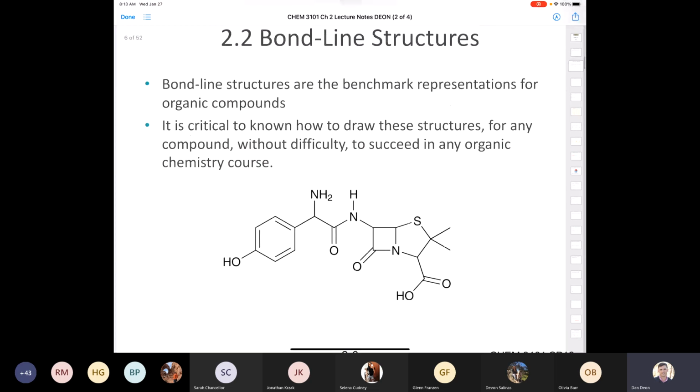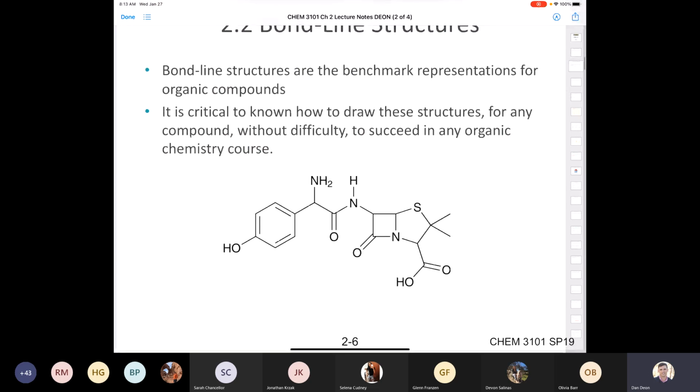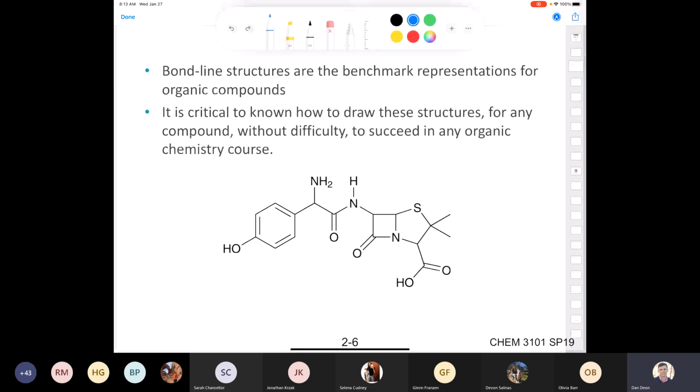Well, bond line structures are in fact the benchmark representations for organic compounds. It says it is critical to know how to draw these structures for any compound without difficulty to succeed in any organic chemistry course. So critical, another word for critical that I would use would be imperative, okay? You have to know how to draw bond line structures.